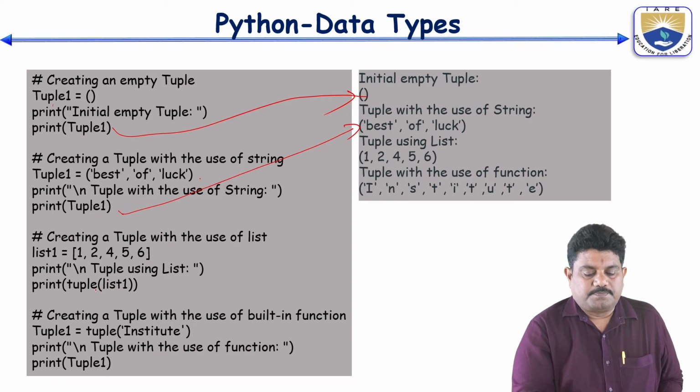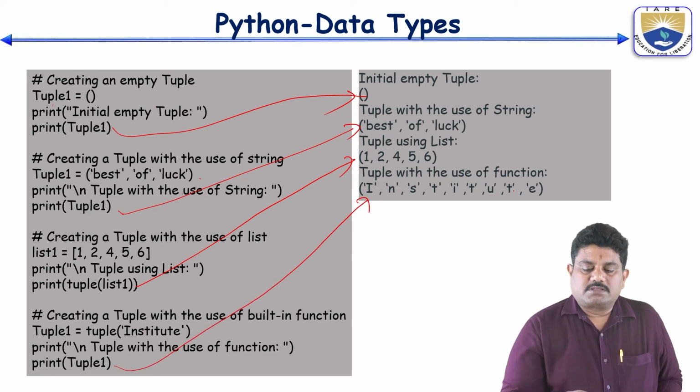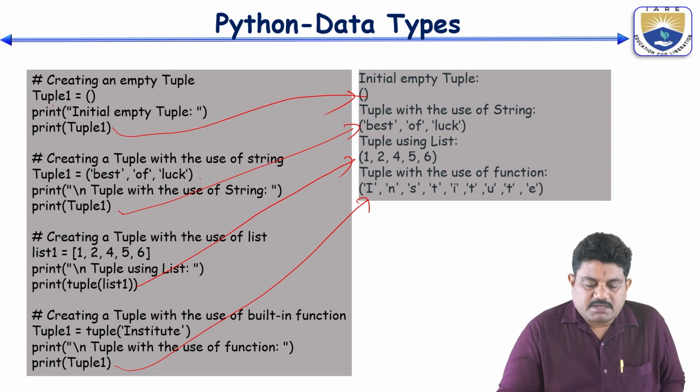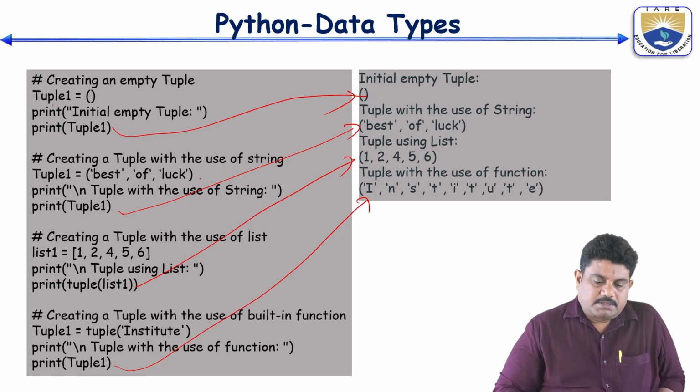If you pass a list as an argument to the tuple, that list will be treated as a tuple. So this is the output 1, 2, 3, 4, 5, 6. And creating a tuple with the use of a built-in function, tuple 1 equal to tuple of institute. Then when you print it, it separates the characters and makes it a tuple. So like this you can create tuples in Python.